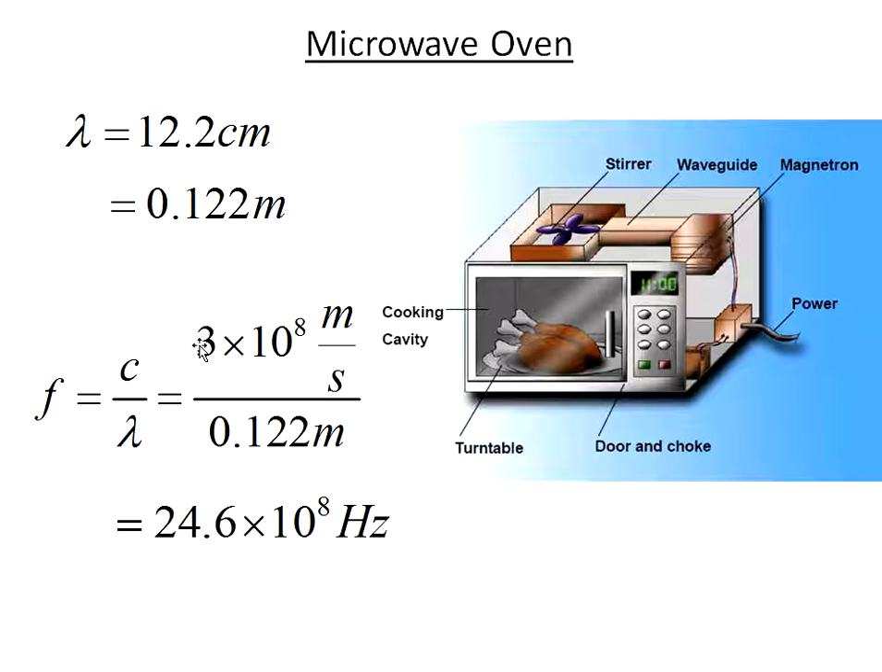So you take 3 divided by 0.122, you get 24.6, and then we still have times 10 to the 8th. When you take speed in meters per second and divide it by a wavelength in meters, the units cancel out so that what you're left with is 1 divided by seconds, and that's what a hertz is. A hertz is 1 over a second, or a cycle per second. So here we have the frequency in hertz.